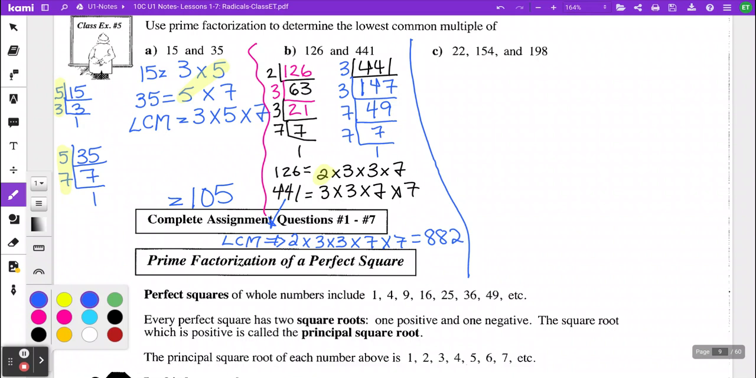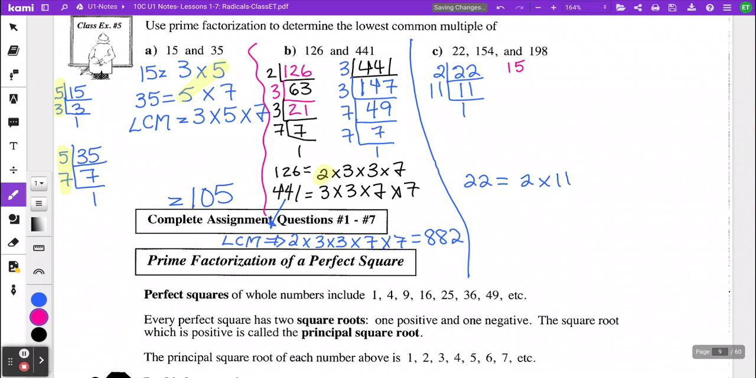All right, number 22. All right, 22 is an even number. What does it divide by? 2. To give us an 11. An 11 will divide by itself and give us a 1. So my numbers for 22, I'll just put it right here: 2 times 11. Okay, and now I'm going to do 154. That looks like an 8.